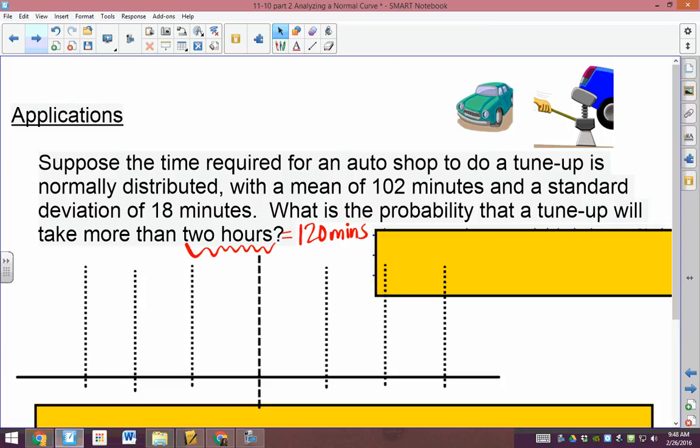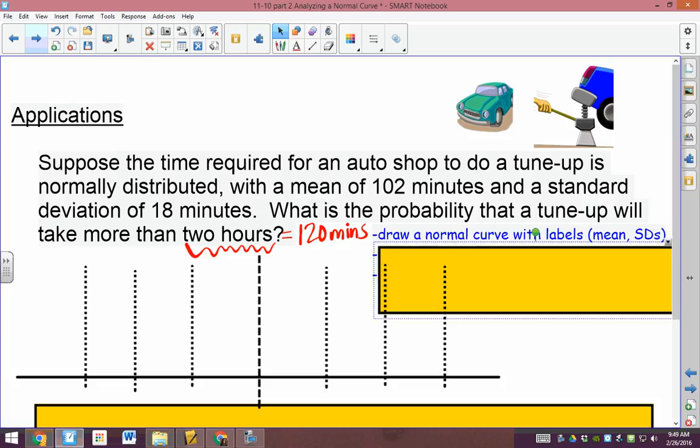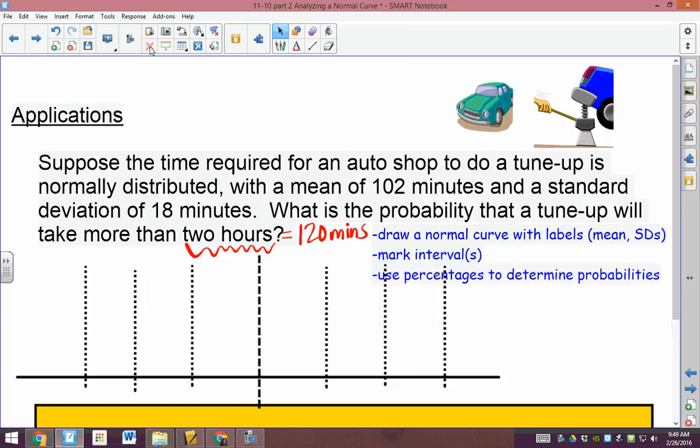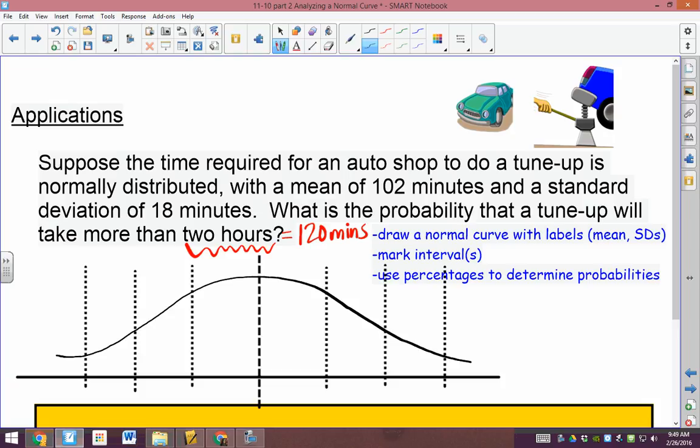All right, my steps. As always, draw a normal curve. Make sure you get your labels on there. Mark the intervals, and then we'll use those predetermined percentages to decide. I'm going to get my curve on here. All right, will you help me with the labels? I will. So 102 is the mean. Then we have to go 18 minutes in each direction. All right, so to the right, 120, 138, 156. To the left, 84, 66 and 48. That sounds good.